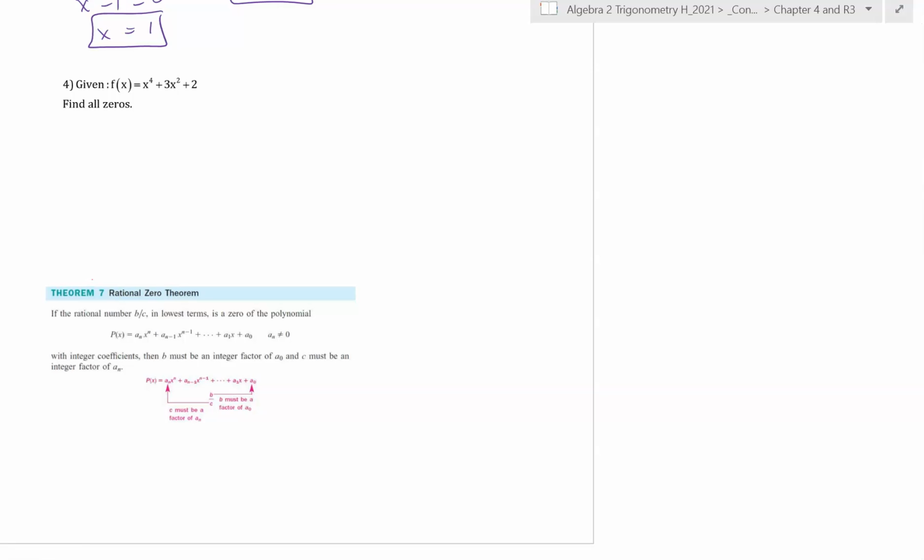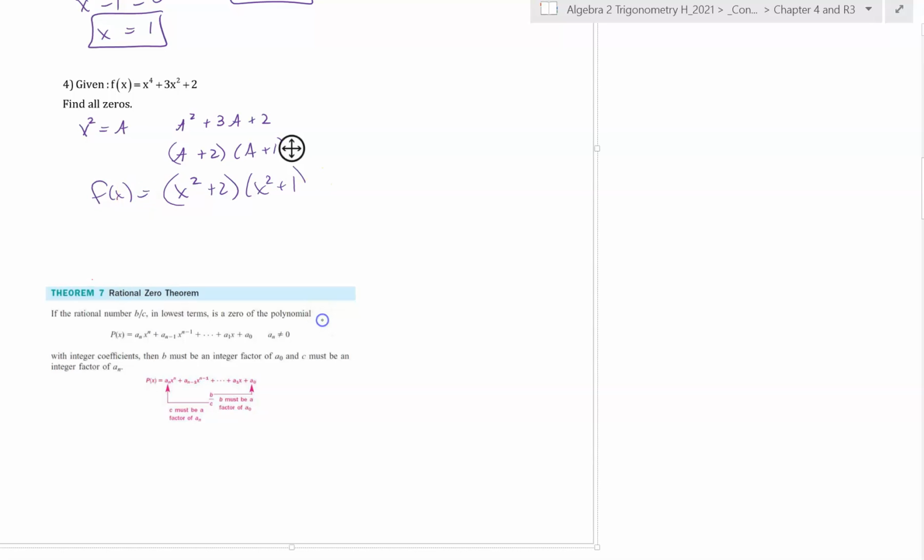Okay, so the problem is, if you wanted to try and do synthetic division, I know the answer. All the zeros for this one are non-real. So you could factor this one. If you let x squared equal a temporarily, you have a squared plus 3a plus 2. So that would be a plus 2 and a plus 1, but then you realize that x squared was a. So notice if you factor, now you'd be able to find the zeros.